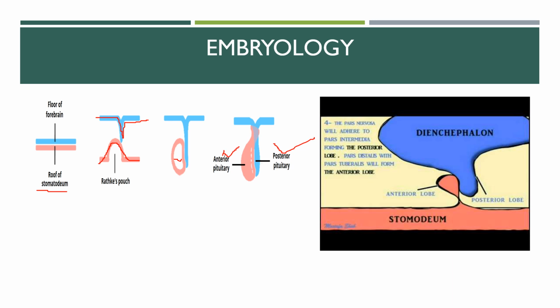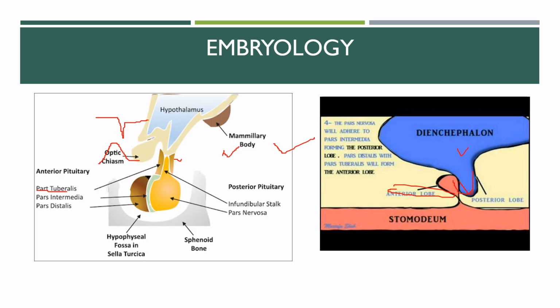So here is another view where we can see that this is the stomodium. From roof of the stomodium the anterior lobe is originating, whereas this is the diencephalon, this is a third ventricle, and the hypothalamus which is generating the posterior lobe. This is another view. We can see that this is a posterior pituitary which is attached to the brain with the help of the infundibular stalk, and this is the third ventricle, hypothalamus. Here we are getting the optic chiasma on one side and the mammillary body on the other side.